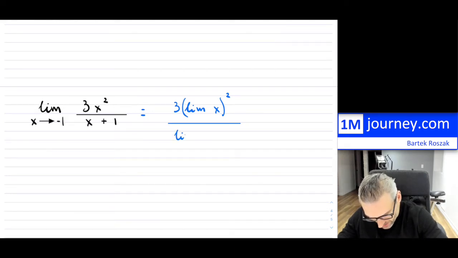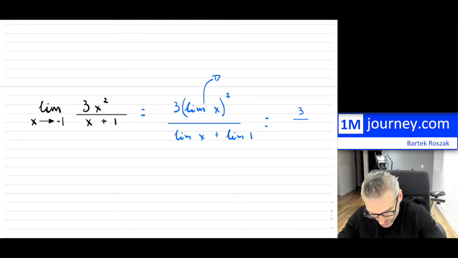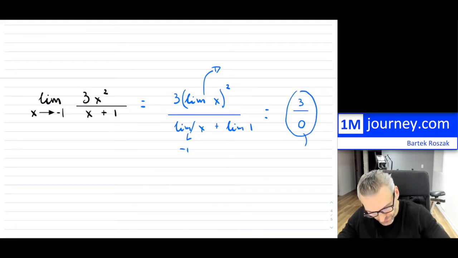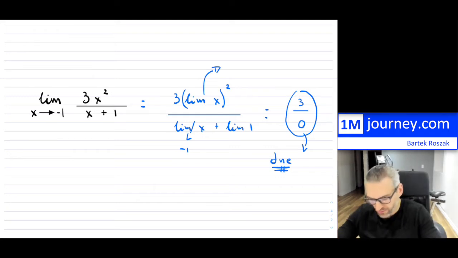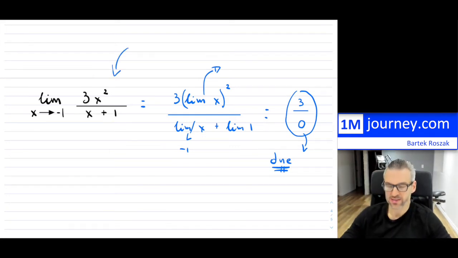And then this would have been the limit of x plus the limit of 1. And what I would find out is that this right here is just -1. -1 squared is 1, so I would get 3 on top. And then in the denominator, unfortunately, here I would get -1 plus 1, and I would get 0. So we get undefined. And if you recall, if this happens, then the limit does not exist. If the limit does not exist, that means that this function is discontinuous. So it's definitely discontinuous.